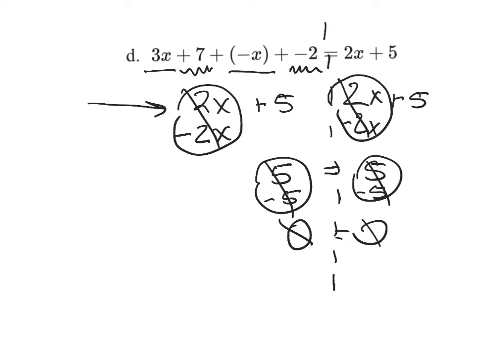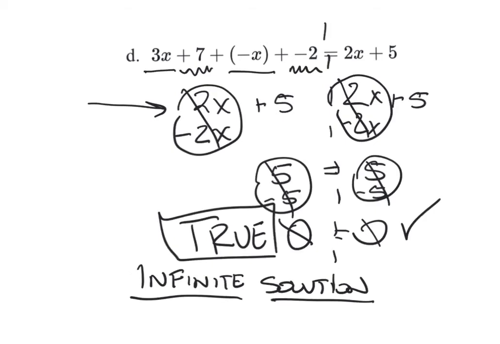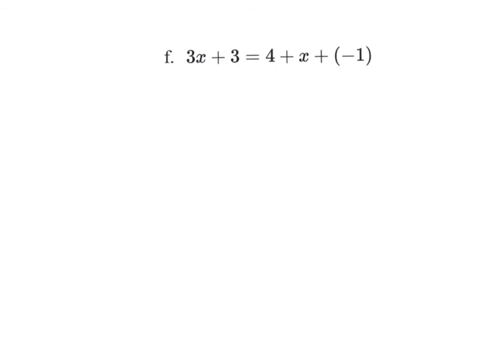A lot of you have been telling me that there's one solution, that x equals 0, or no solution. But in fact, there are infinite solutions, because this statement is in fact true. 0 does equal 0. If you end up with a statement that's true, we end up with infinite solutions.